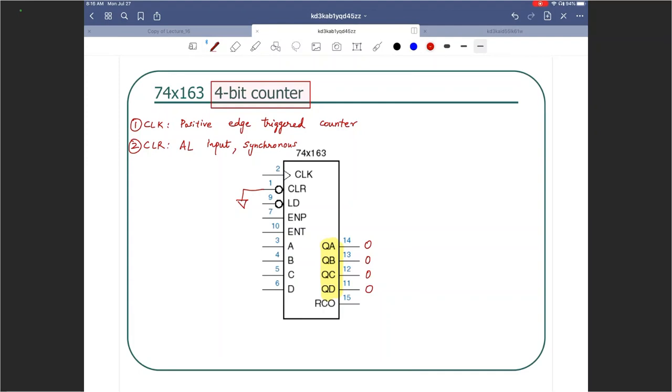So it also depends on the positive edge of the clock. So that's your clear input. Let's go down here and talk about the third thing. What is your third?